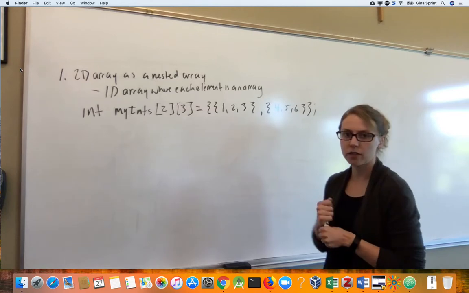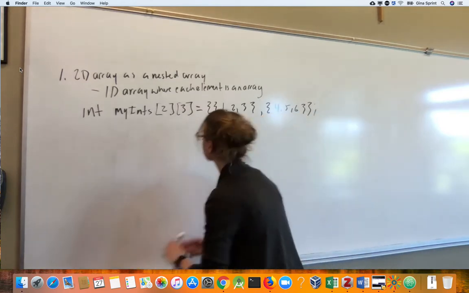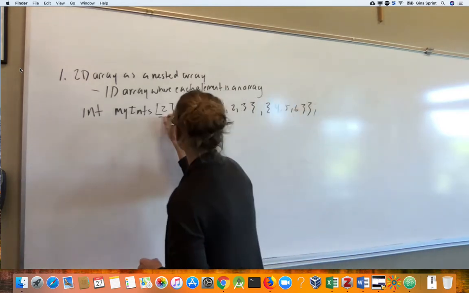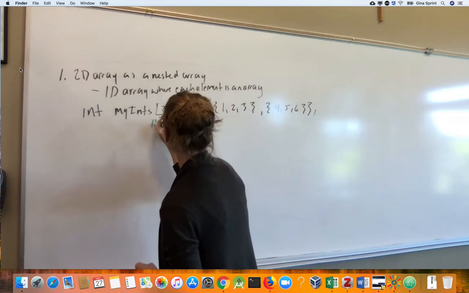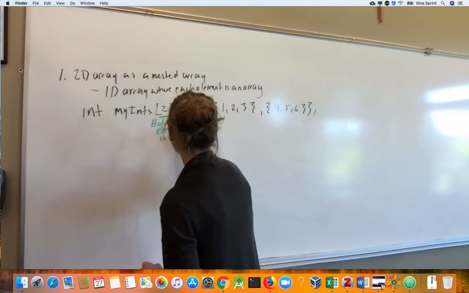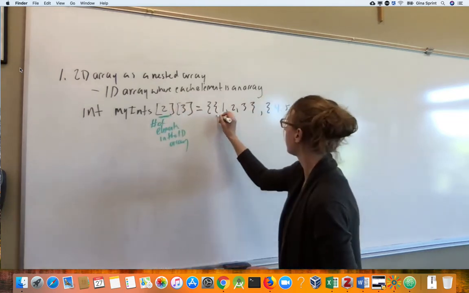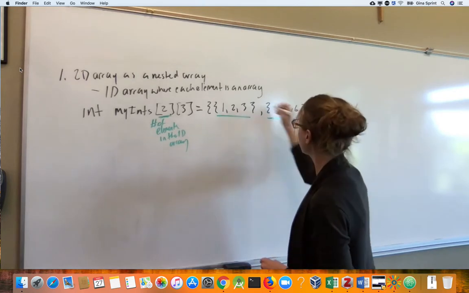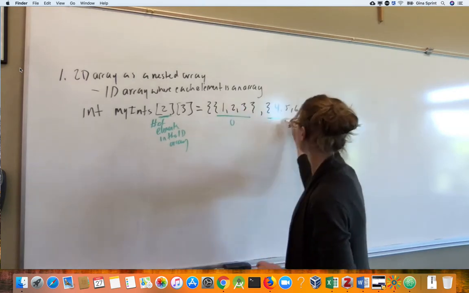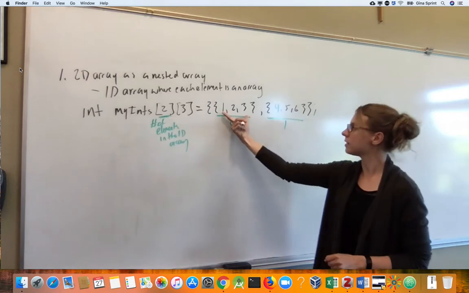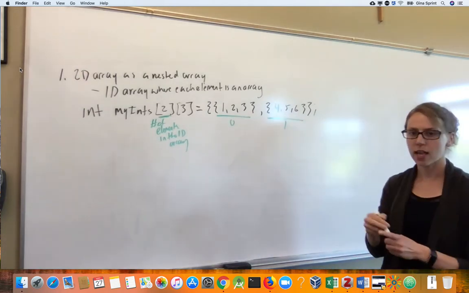So let me color code this to help it make more sense. The 2 here is the number of elements in the 1D array. So that's why there are 2 elements here. Index position 0 is this array. Index position 1 is this array.